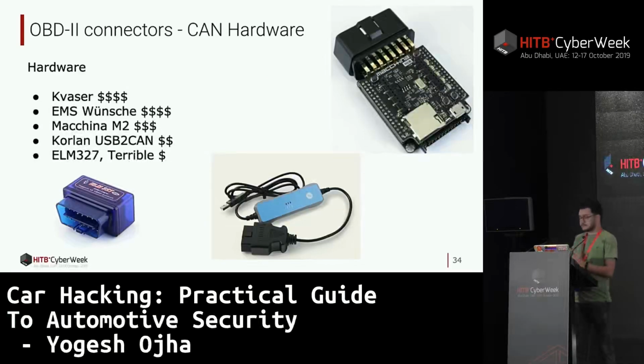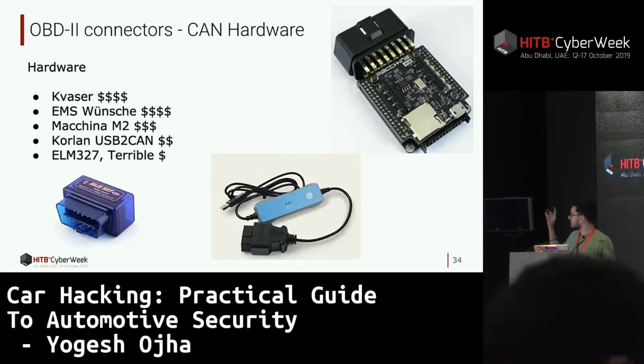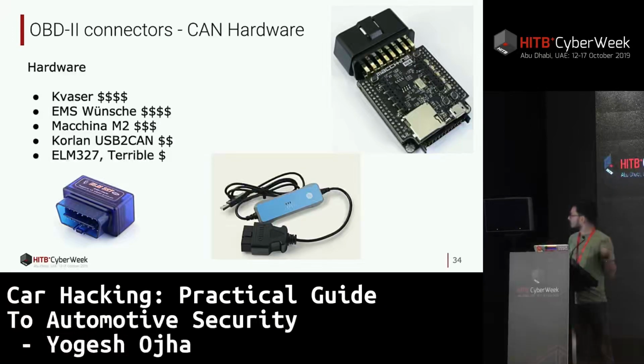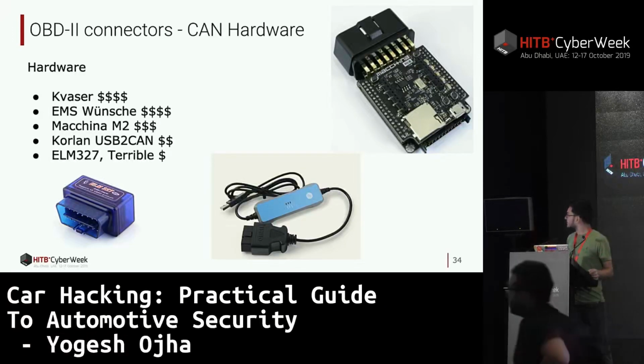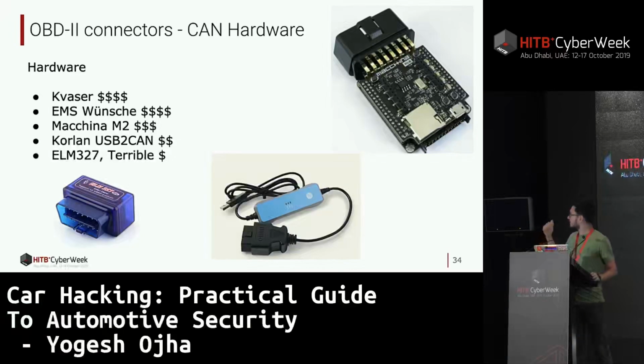So we'll start with the hardware. All of the hardware that you see here is easily available in the market. They all differ in terms of data rate. There are higher-end devices like Kvaser, EMS, and Macchina. They serve the purpose, but they are overkill and expensive. Kvaser has a higher data rate, and it's really expensive compared to the Macchina M2. I mostly use this small tool called Macchina M2. This is a really good device. You even have Korlan USB to CAN, which is even cheaper than the Macchina M2, solves your purpose, and is actually really good.